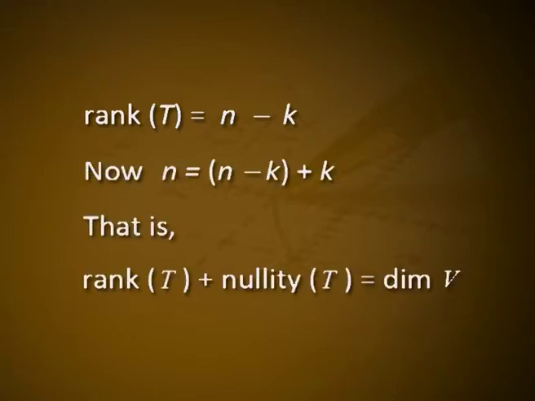This set has n minus k elements, hence rank of T equal to n minus k. Now, n is equal to n minus k plus k, that is, rank of T plus nullity of T equal to dimension of V. This completes the proof of the theorem. Note, if T is a 0 linear transformation from a finite dimensional vector space V having dimension n, then nullity of T is n.